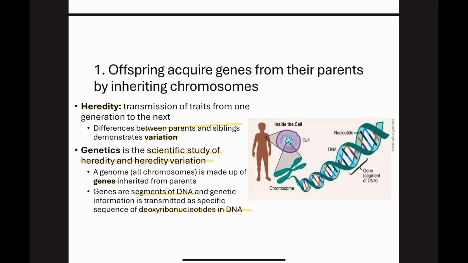When we are talking about a genome, what we are talking about is all of the chromosomes that make up our genes. So this is what we're seeing inside of a cell: we see our chromosomes, we have our DNA, this is a segment of DNA, this is a nucleotide, and every single gene that we find inside of a cell makes up our genome.